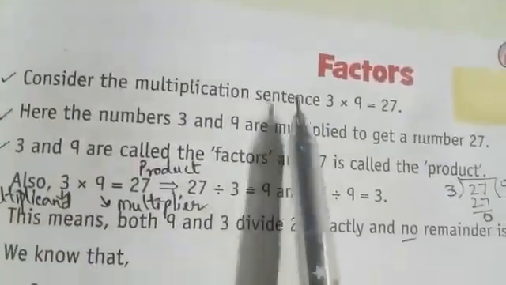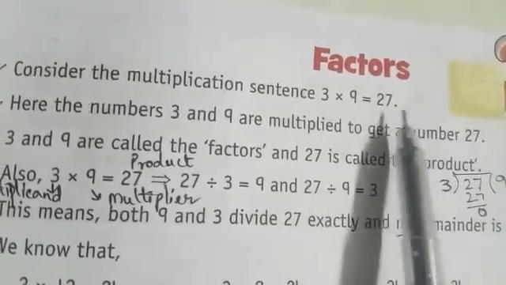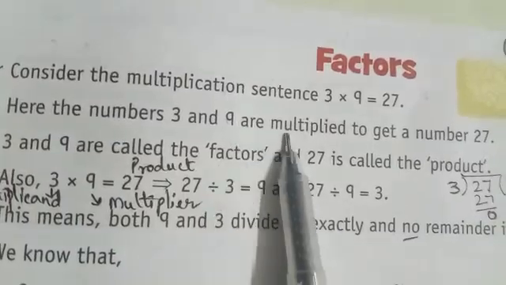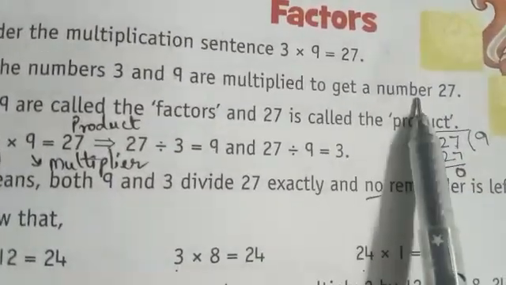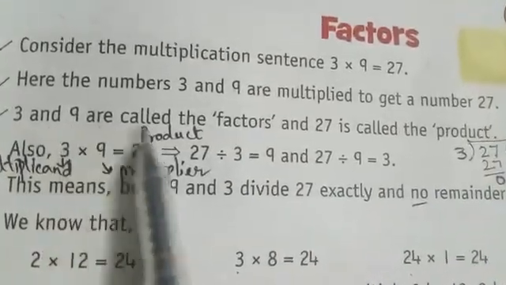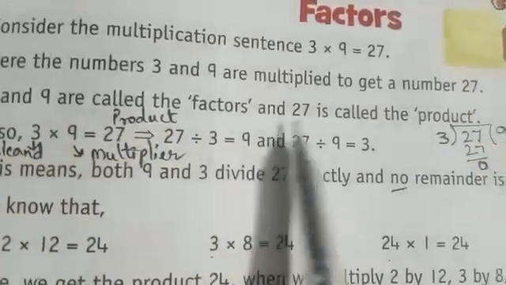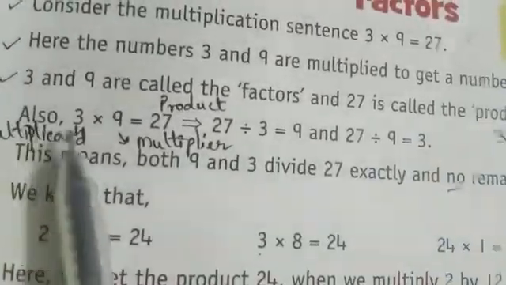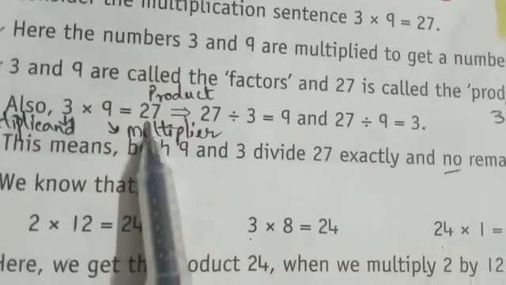Consider the multiplication sentence 3 into 9 equal to 27. Here, the numbers 3 and 9 are multiplied to get the number 27. 3 and 9 are called the factors and 27 is called the product. Also, 3 into 9 equal to 27.